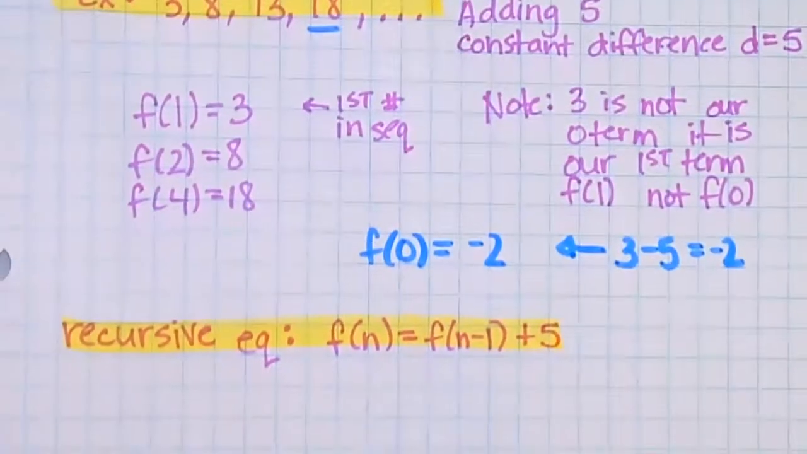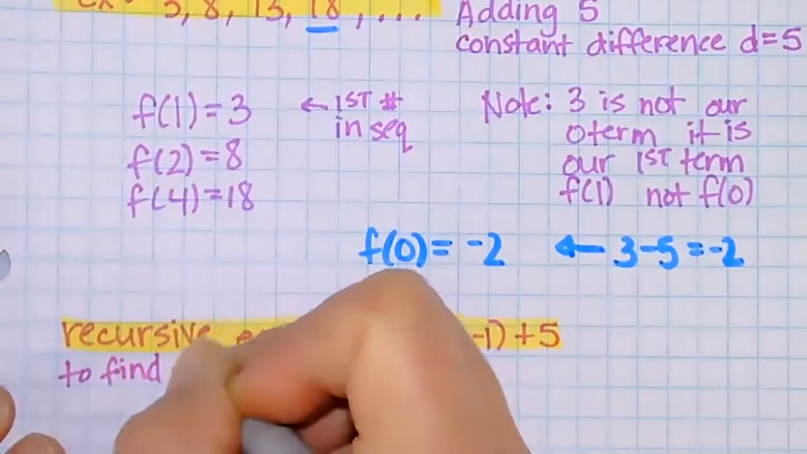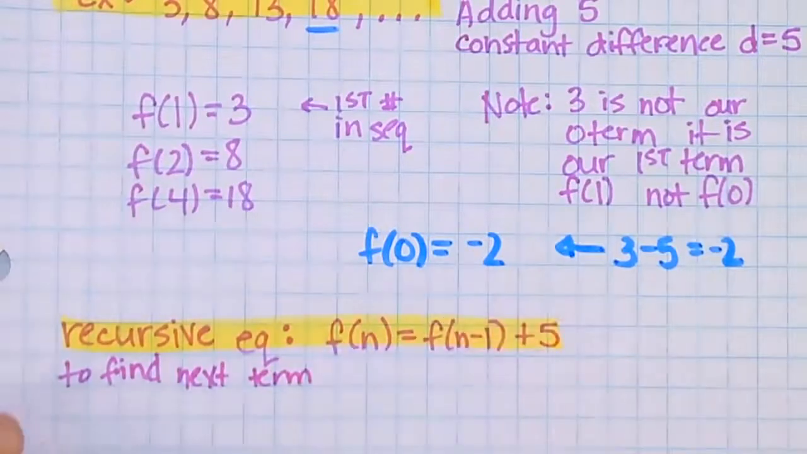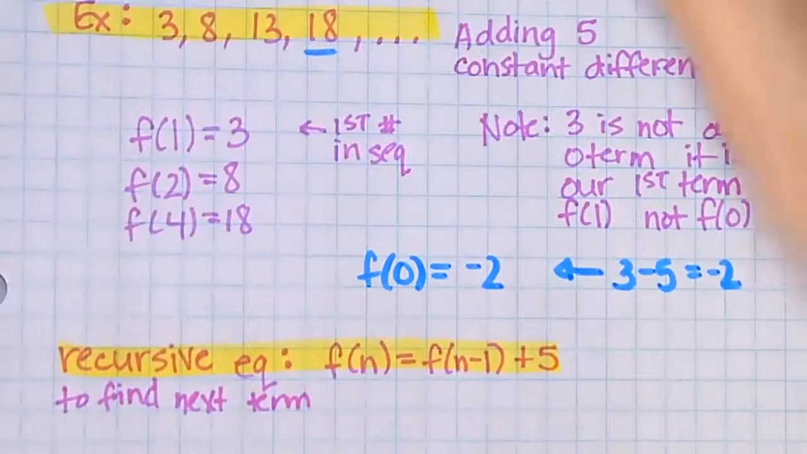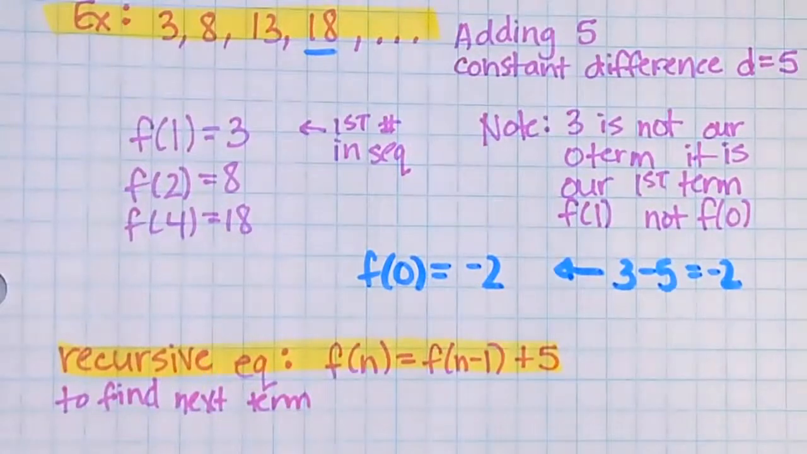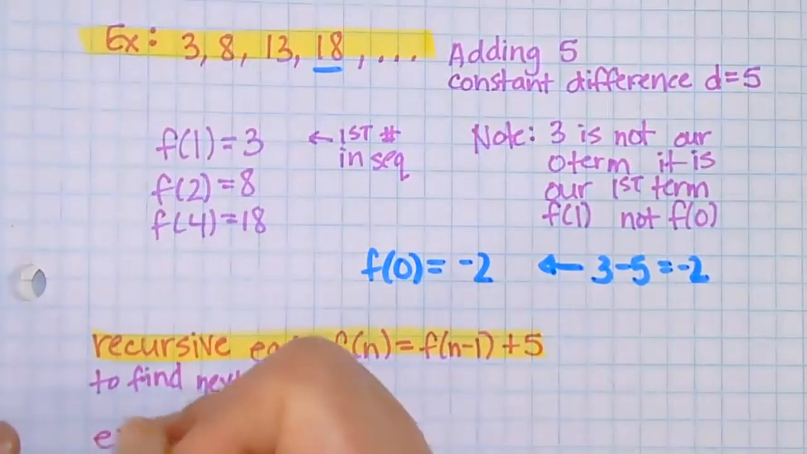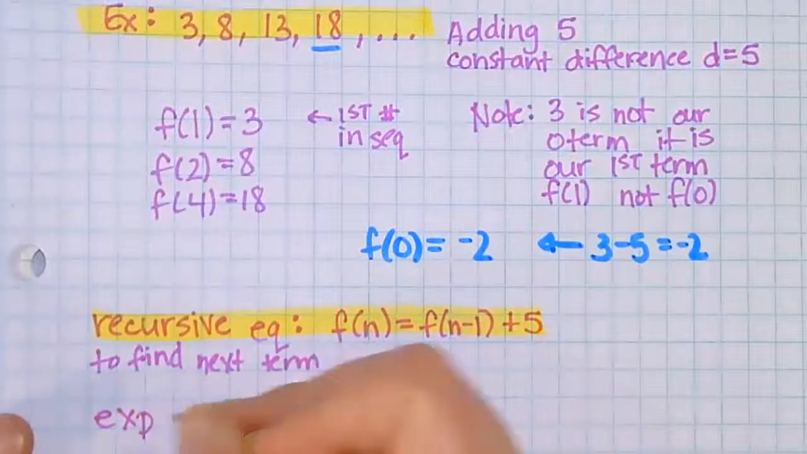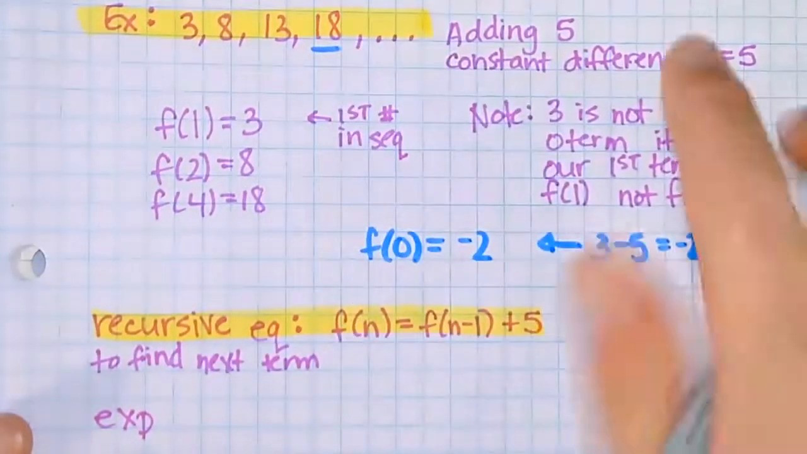That's all that this is saying. So we use this recursive to find the next term. That's when we use this. So if I wanted to find the fifth term in that sequence, I would use recursive. If I asked you for the 100th term in the sequence, I would not use recursive. I would use explicit. Because if I was using recursive, I'd have to keep adding 5, adding 5, adding 5, starting here, in this case, with my fourth term, all the way to my 100th. And that's a lot of work.